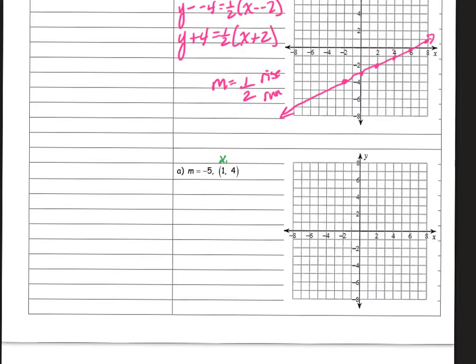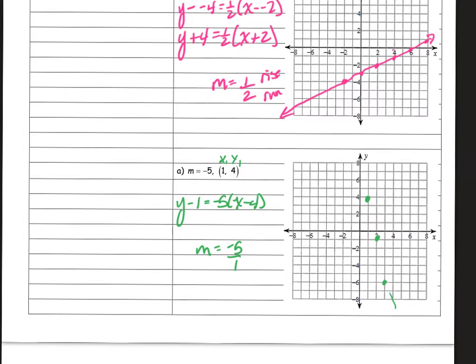So this is x1, y1. So I'm going to do y minus 1 equals negative 5 times x minus 4. And then my slope is negative 5 over 1, and my point is 1, 4. So 1, 4. Negative 5: 1, 2, 3, 4, 5 over 1. And I can't go in the other direction because I've only got 4 up.